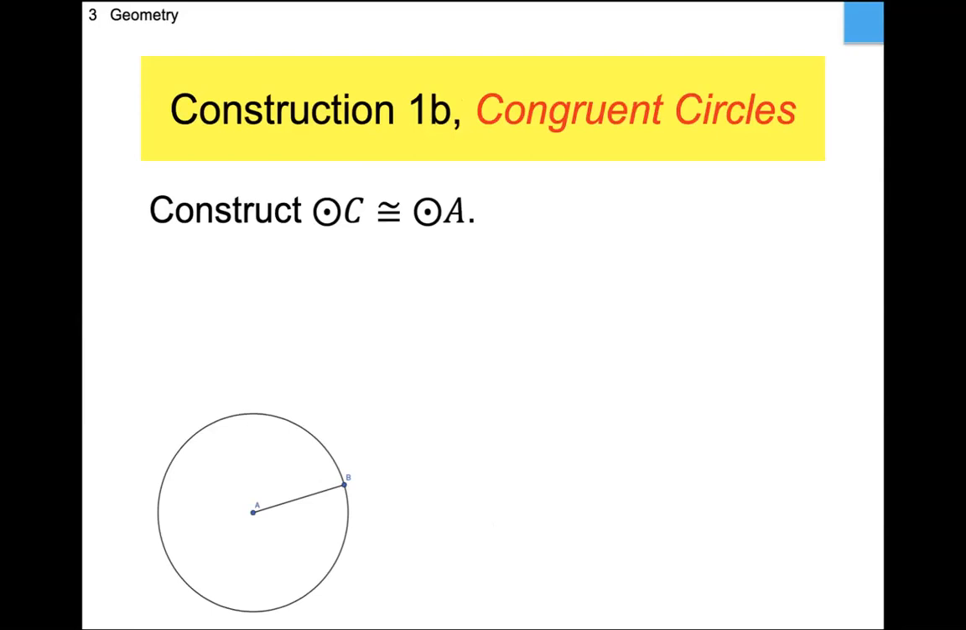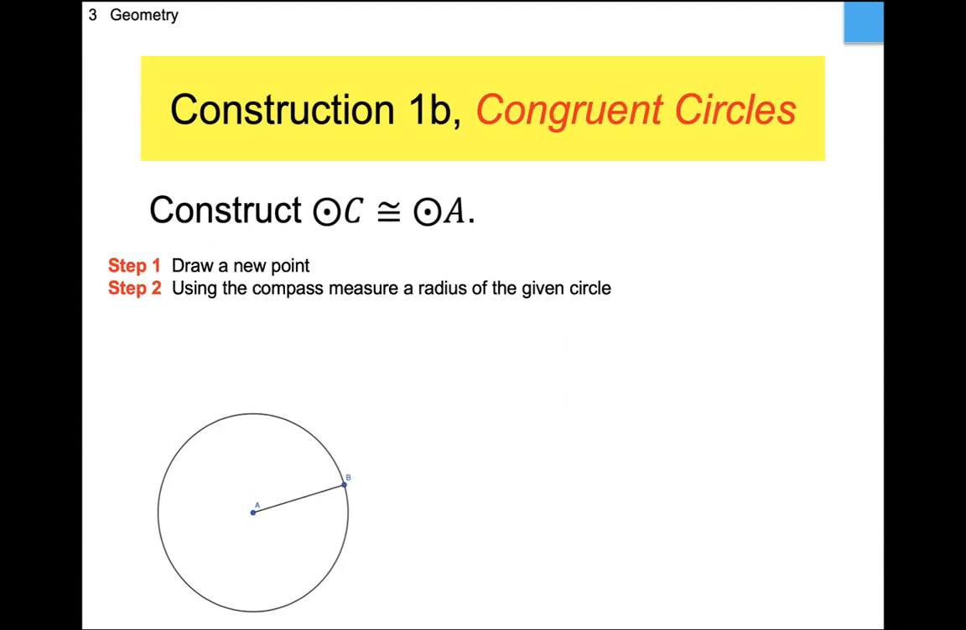Okay, so let's see what this one says. This one is to construct a congruent circle. This one should be pretty obvious what you're supposed to do right here. So let's see, what do the instructions say? Step number 1 says draw a new point anywhere on your paper. Step number 2, measure the given radius. So I would measure AB there, kind of like the previous construction. That's why this is called construction 1B. And now I have the radius that I can apply anywhere to a new circle.